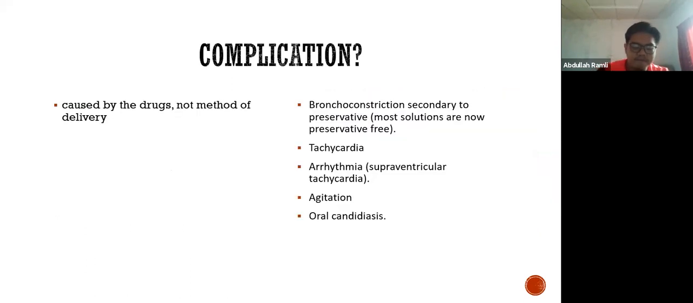Okay, next. The complications of both the nebulizer and the inhaler are basically caused by the drugs, but not the method of delivery by itself. Among the complications, it could be bronchoconstriction secondary to the preservative available there, and it can be tachycardia, arrhythmia, agitation, and it may be oral candidiasis depending on the drugs which are used. And then next.